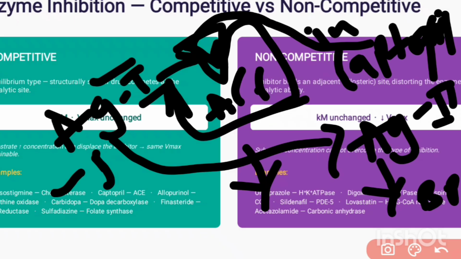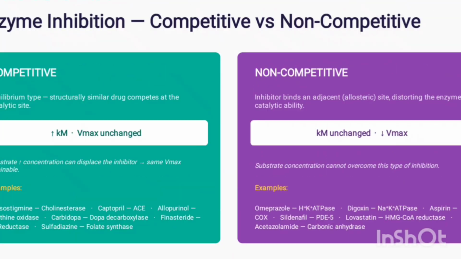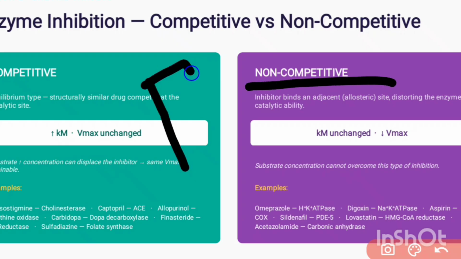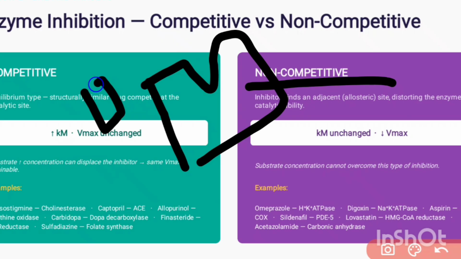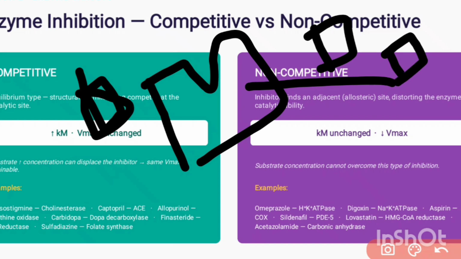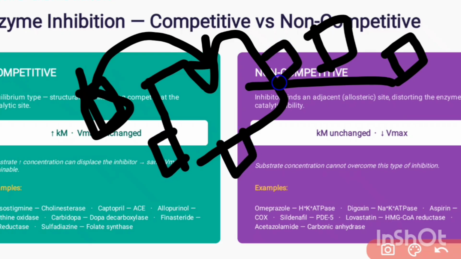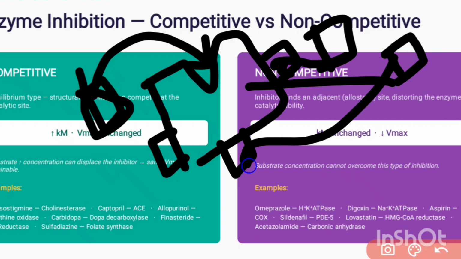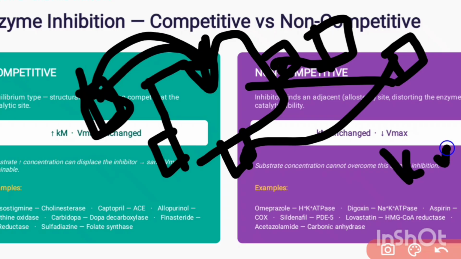Another inhibition is non-competitive inhibition. What will happen in non-competitive inhibition? Here, there is no competition between the substrate and the drug because they do not have any structural similarity. Instead of binding to the catalytic site, the drug will bind to another, allosteric site. So there is no competition for the catalytic site. Here the substrate affinity is normal, so Km is not affected, but the Vmax is decreased.